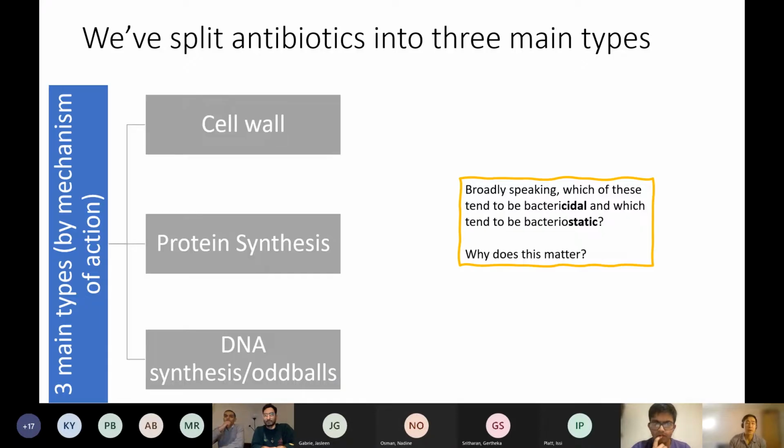So in this talk, we split antibiotics into three main types by their mechanism. Whether they target the cell wall, whether they target protein synthesis, or just the rest of them, which tend to either affect DNA synthesis or a few oddball mechanisms. And also we talk about whether antibiotics are bactericidal or bacteriostatic. Can anyone put in the chat what the difference is between bactericidal antibiotics and bacteriostatic antibiotics? And perhaps for you finalists, why does it matter for us clinically?